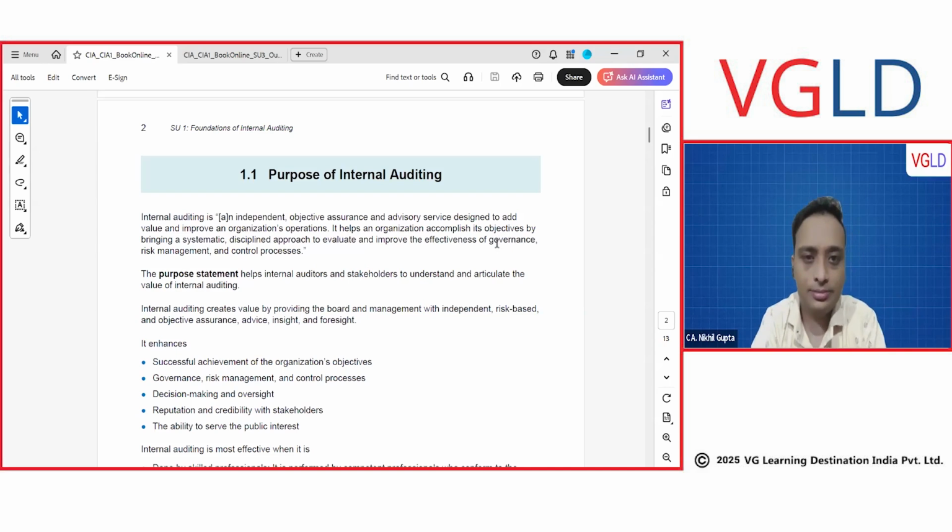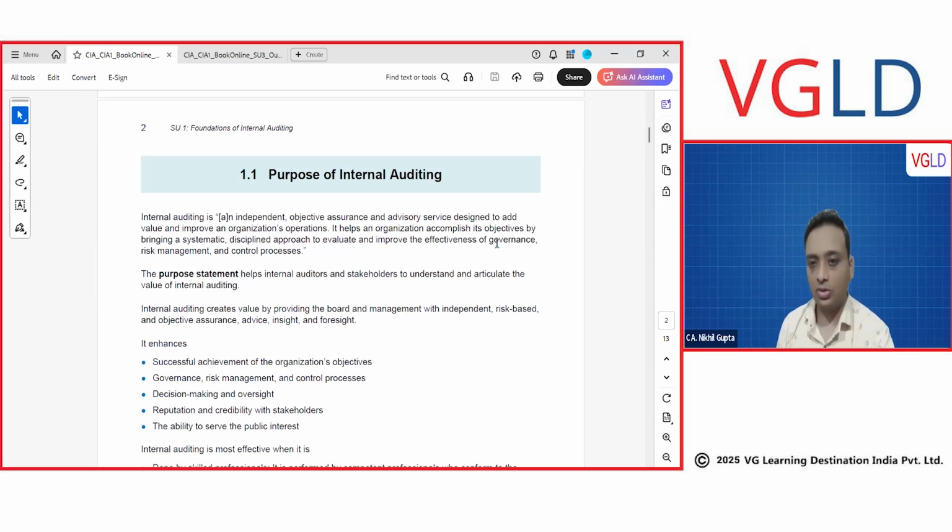Let's take an example. An organization is a banking company. Just take an example of the BFSI sector. How will you convince the stakeholders that you require an internal auditor? You have to present some purpose statement to them. You have to provide a pitch to them on how the internal auditor can add value, what benefit they will derive from the internal audit, then only they will be convinced, right?